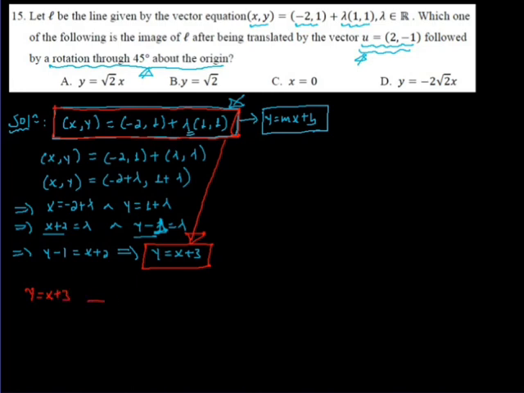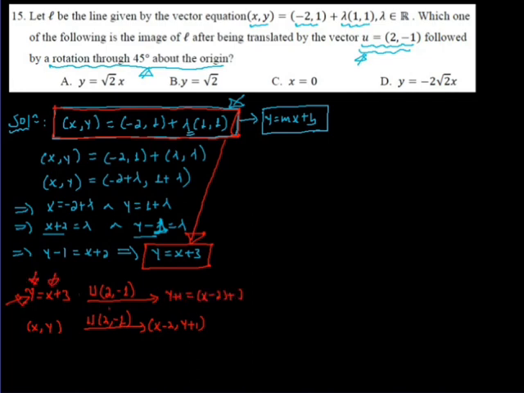We will find the image of this line after it has been translated by (2, -1). We know that any (x, y) can be converted by the translation vector (2, -1) into (x - 2, y + 1). Therefore, the image of y equals x plus 3 under the translation vector (2, -1) becomes y equals x.